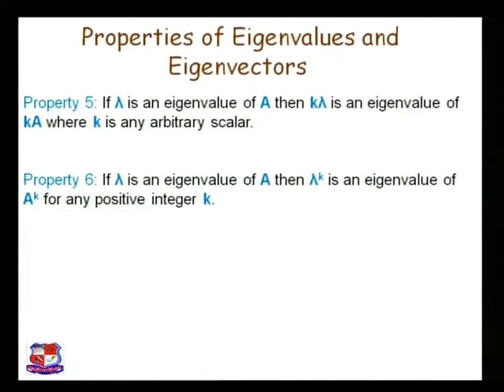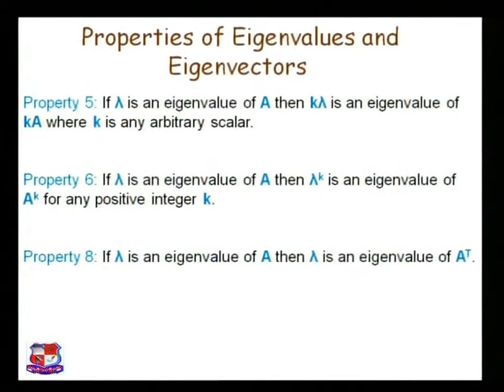This is the second most important property of eigenvalues. If you are asked to find the eigenvalues of A square or A cube, then you just need to find the eigenvalues of A. Then to find the eigenvalues of A square, you square all the eigenvalues which you found for the matrix A. So if lambda is an eigenvalue of A, then lambda raised to k is an eigenvalue of A raised to k for any positive integer k.